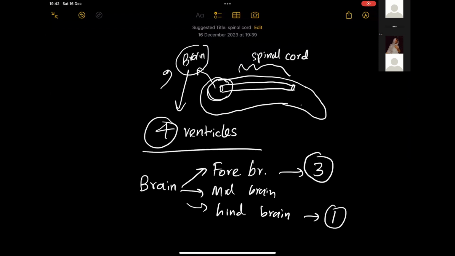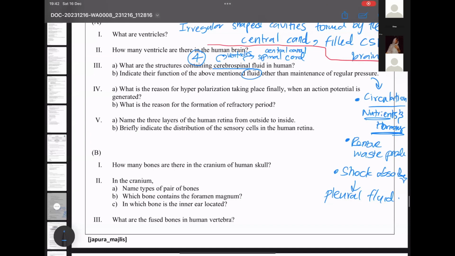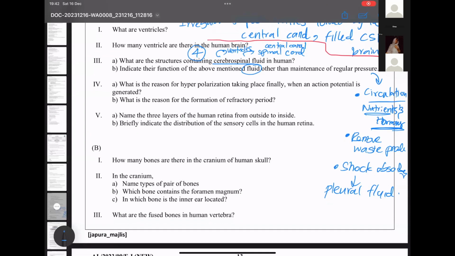Okay, then moving on. The next thing is, what is the reason for hyperpolarization? So now the brain is over. Now the next is the neurons. What is the reason for the hyperpolarization? So underline it. Hyperpolarization takes place finally when an action potential is generated. So now the question comes, what is an action potential? What is hyperpolarization?